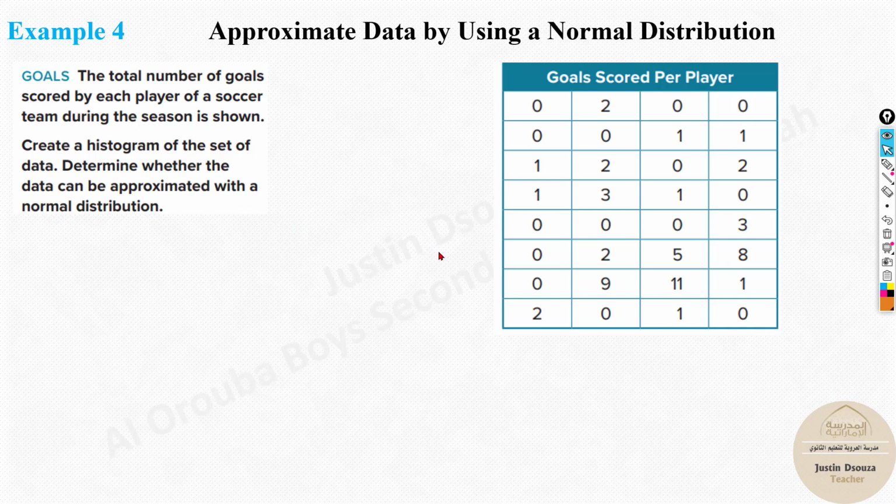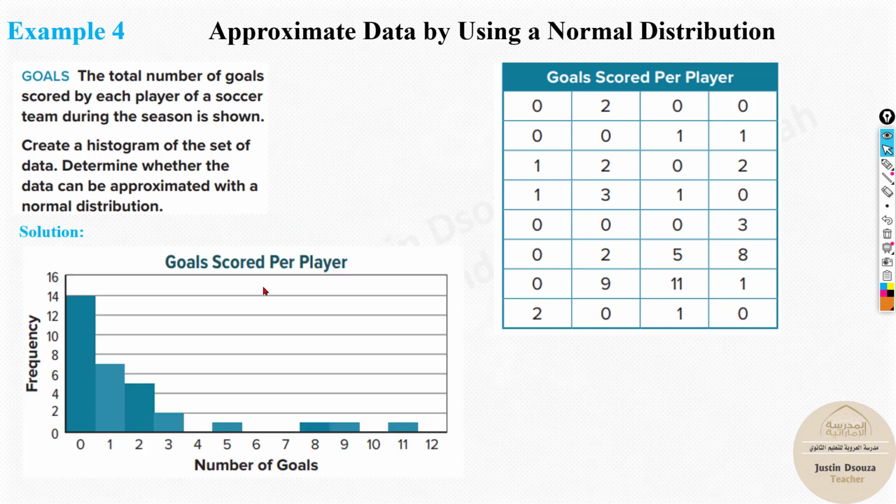Now this is all the data. What you need to do is basically graph them. Let's use a bar graph. How many scored 0? 0 goals were scored by 1, 2, 3, 4, 5, 6, 7, 8, 9, 10, 11, 12, 13. It's supposed to be 13. Frequency is basically that. 0 goals were scored by 13 people.